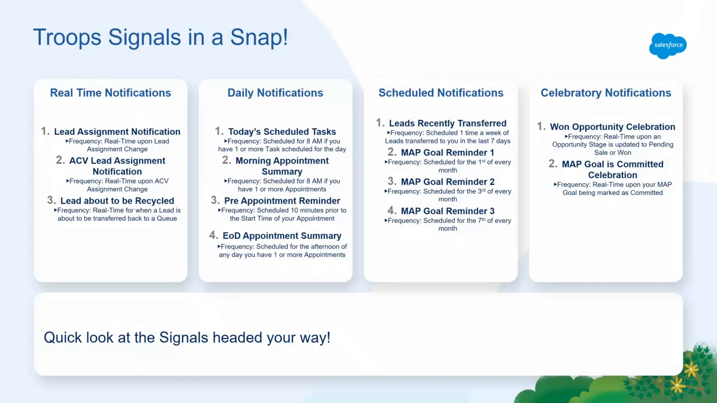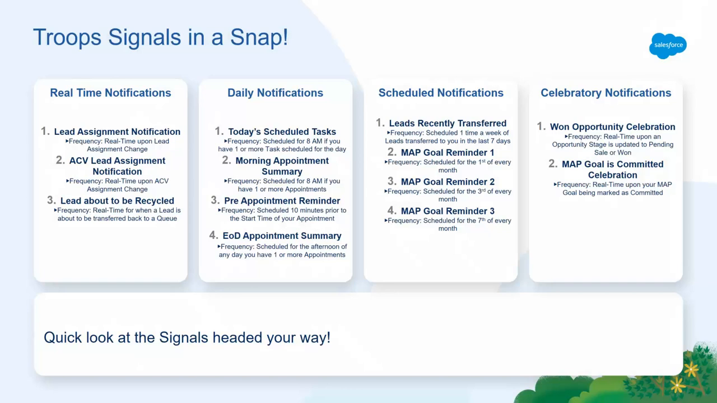The pre-appointment reminder is the notification that will be sent 10 minutes prior to the start time of your appointment. The last appointment-related signal is the end of the day appointment summary. This is similar to the morning appointment summary, with the condition that it is sent in the evening. It will contain each appointment's information and give you the option to update any status or other information pertaining to the appointment.